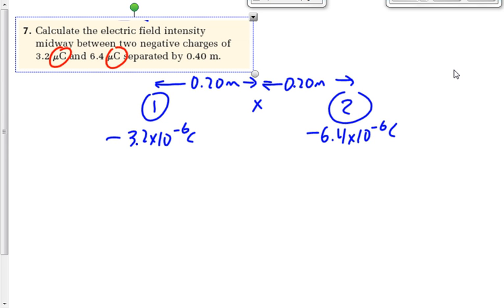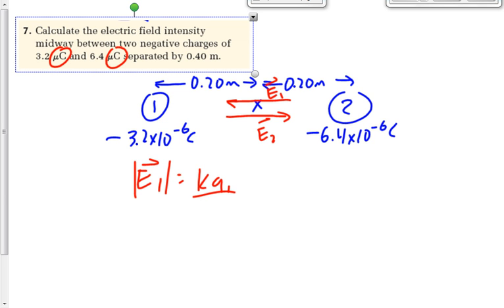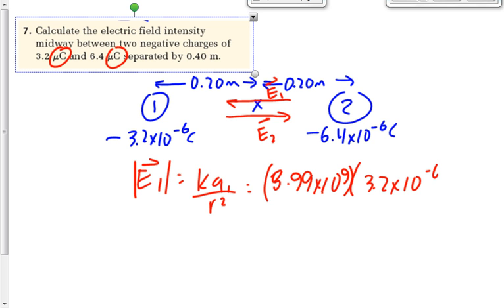So let's draw the directions here. We've got a field caused by number 1 that points to the left, towards the negative. The field caused by number 2 points to the right, toward the negative. We've got both of those directions. Now let's get the values. E1 is going to be kQ1 over r squared. It's 9 times 10 to the 9 times 3.2 times 10 to the minus 6, divided by 0.70 squared. The value of that?